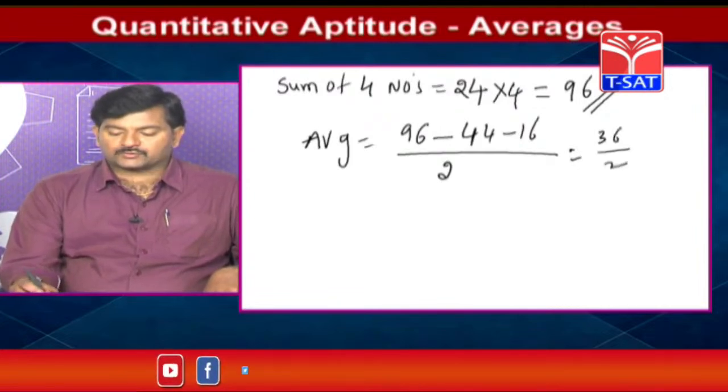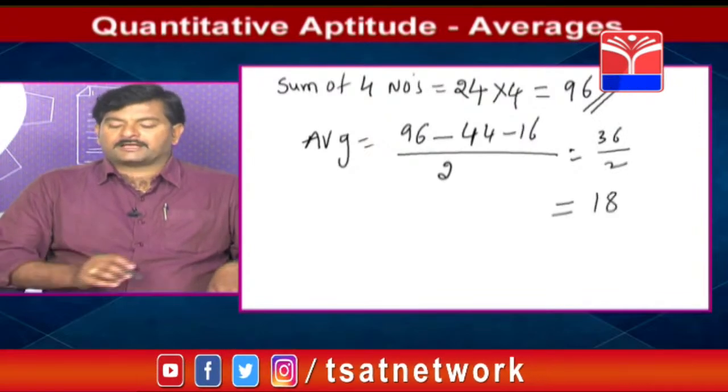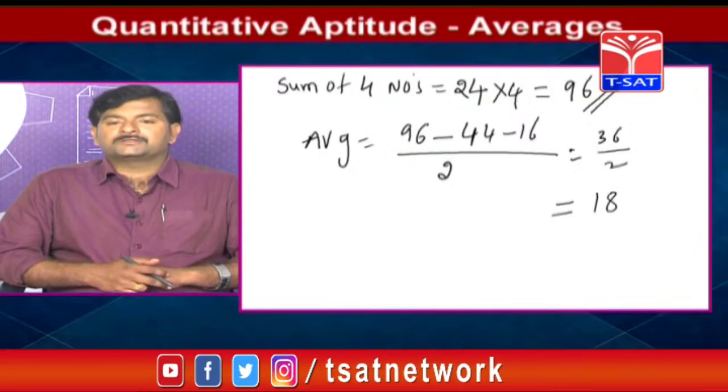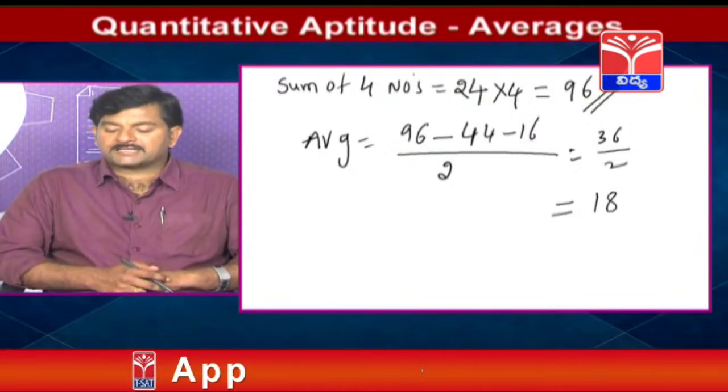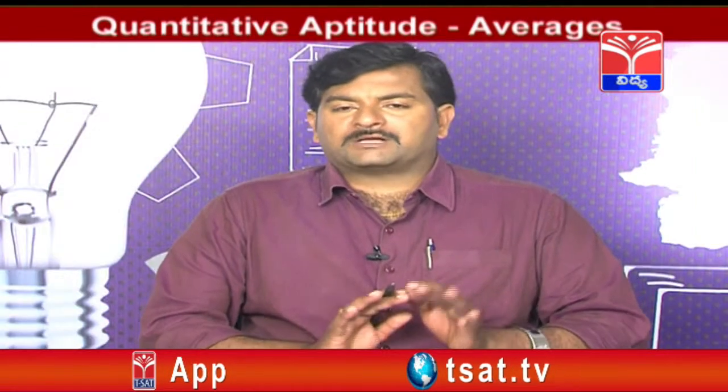36 by 2. 36 by 2 means indirectly what is my answer? 18 is the answer. I hope you understood. So therefore, hence 18 is the average of the remaining 2 numbers. Okay, so nothing is there in that.